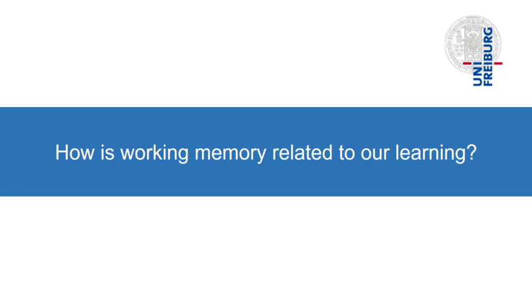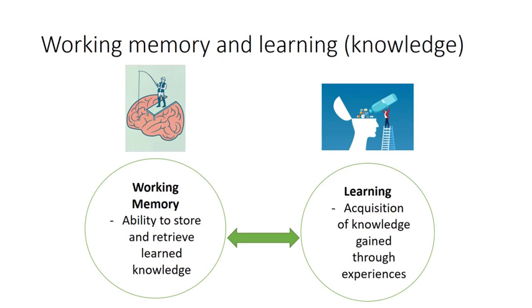So, how is working memory related to our learning? Working memory and learning, in other words, knowledge acquisition, are interrelated because working memory is basically the ability to store and retrieve learned knowledge, and our learning is the acquisition of knowledge gained through experiences.